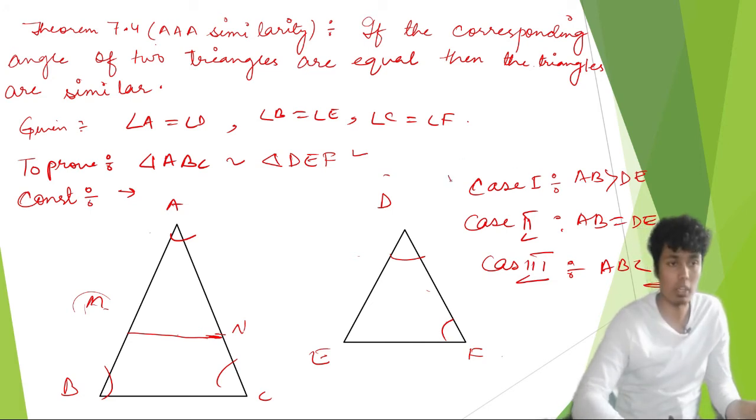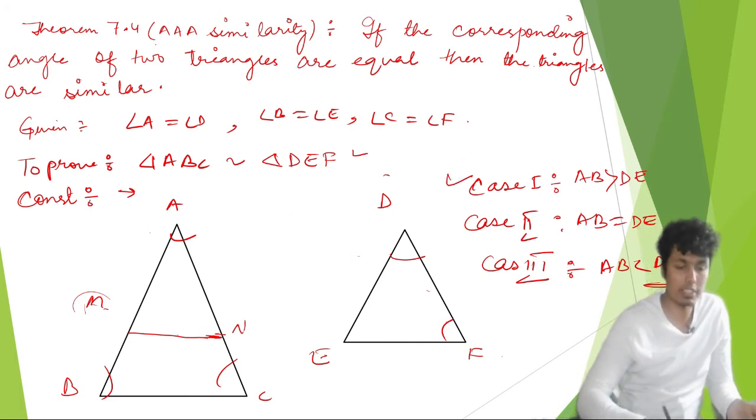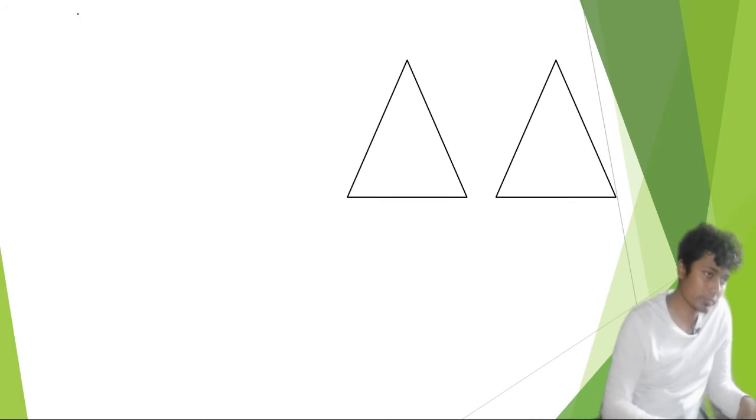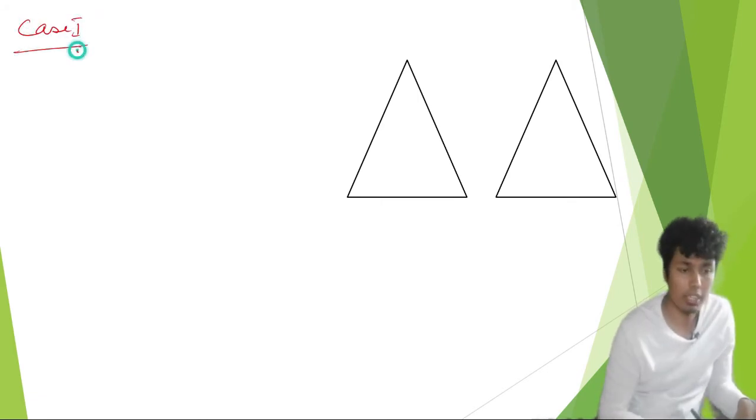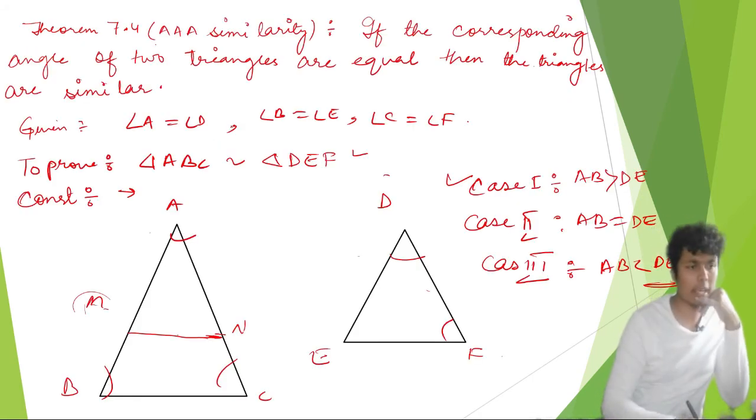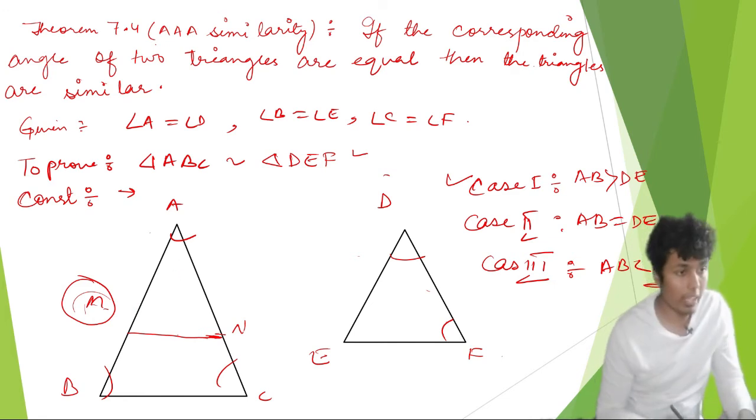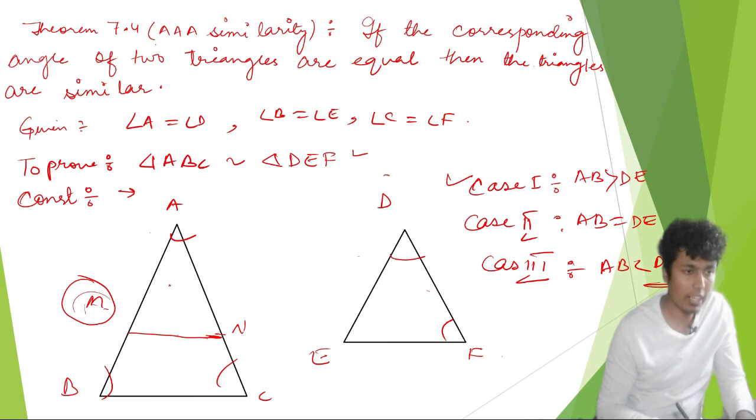So let us take case 1, and let us solve. Case 1. Now look here carefully. M lies on AB. Now in triangle AMN, no, ABC actually, in triangle AMN and DEF, look at these two triangles, AMN and DEF.